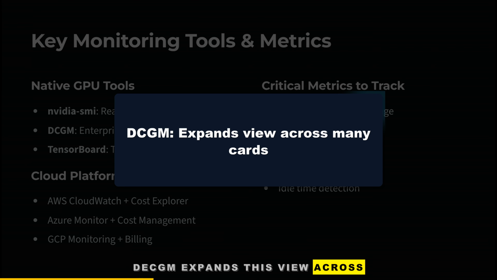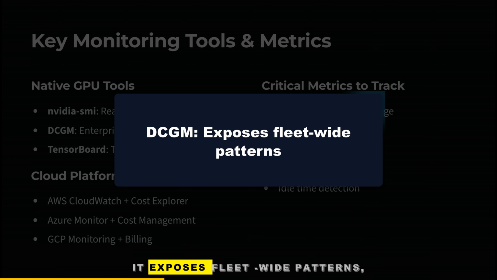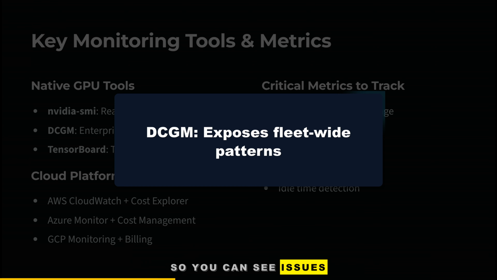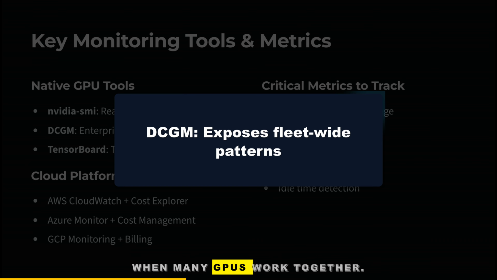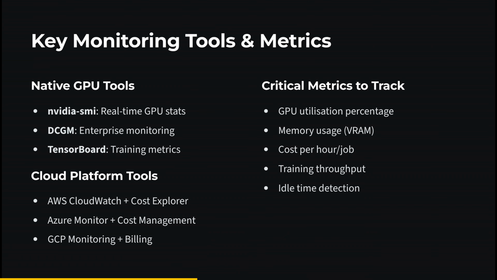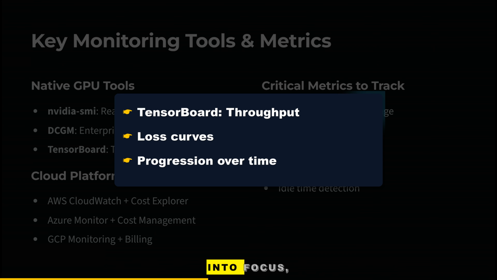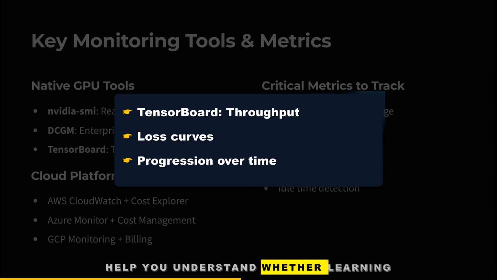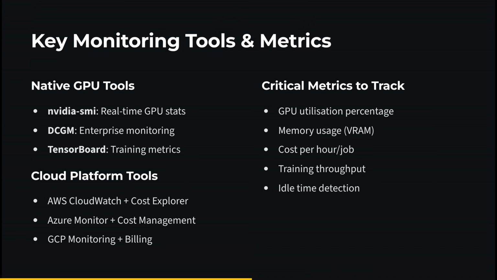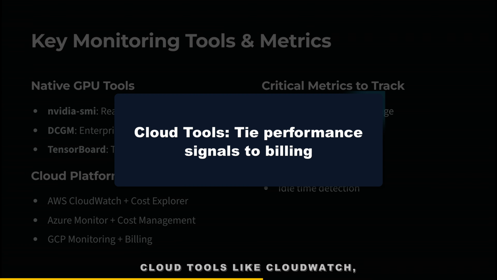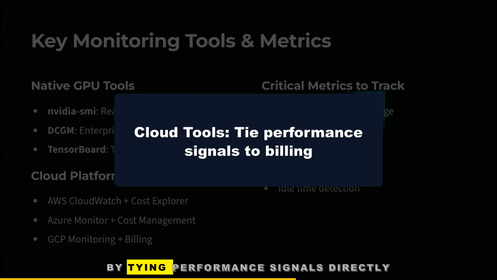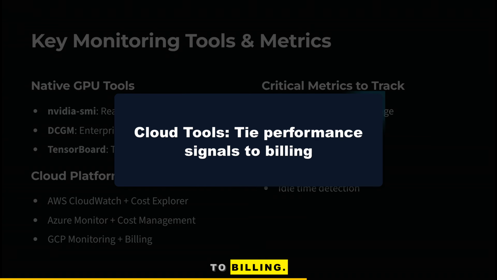DCGM expands this view across many cards. It exposes fleet-wide patterns so you can see issues that only appear when many GPUs work together. TensorBoard brings training behavior into focus. Throughput, loss curves, and progression over time help you understand whether learning is healthy or drifting. Cloud tools like CloudWatch, Azure Monitor, and GCP monitoring add the financial dimension by tying performance signals directly to billing.